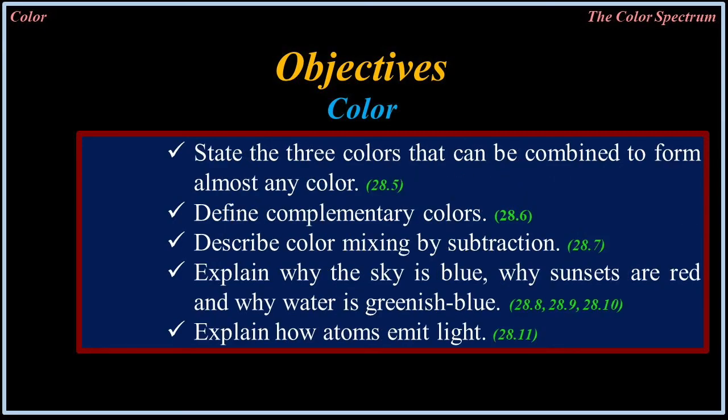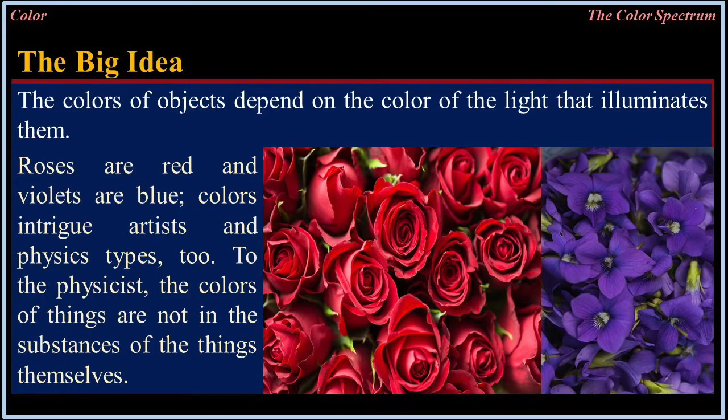State the three colors that can be combined to form almost any color. Define complementary colors. Describe color mixing by subtraction. Explain why the sky is blue, why sunsets are red, and why water is greenish blue. Explain how atoms emit light. The big idea: the color of objects depends on the color of the light that illuminates them.